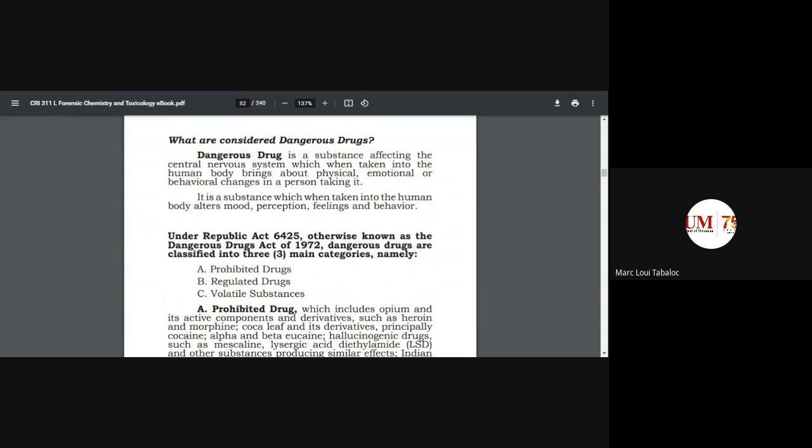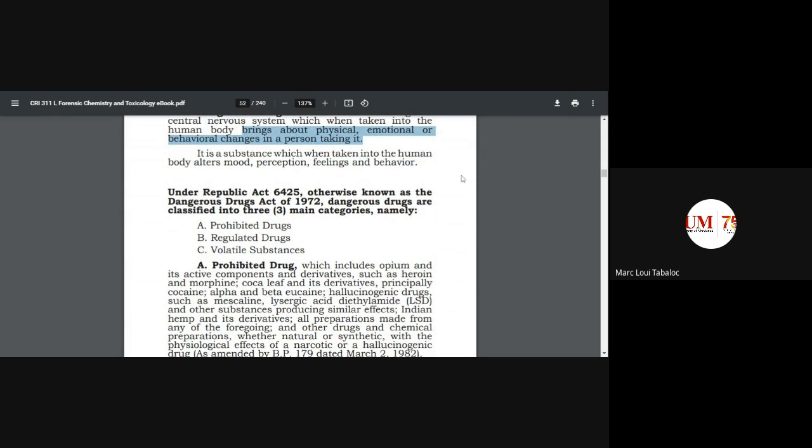So what are dangerous drugs? So dangerous drug is a substance affecting the central nervous system which is taken into the human body and brings about physical, emotional, or behavioral changes sa taong gumagamit. Mood altering, perception altering substances. Of course, to change feelings, behavior, and body function. So, in the Old Dangerous Drugs Act, of course, prohibited, regulated, at volatile substances lang yung legal classification ng drugs sa ating bansa. Prohibited lang yan noon, regulated lang yan noon, volatile substances lang yan noon.